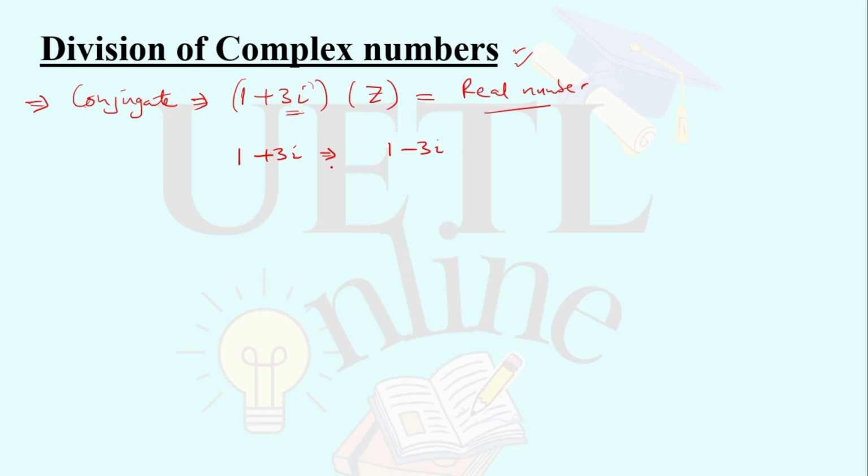If you want to find a conjugate of a complex number, you just change the sign of this imaginary part. So we can say that this one is a conjugate of this one. Okay, so this is it. Let's understand the conjugate first. We use it on division.